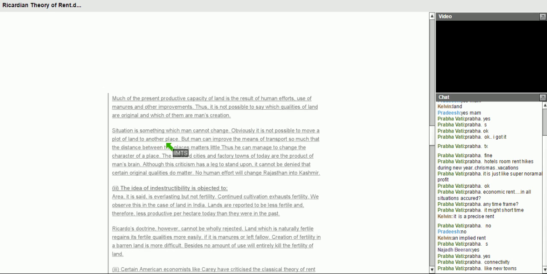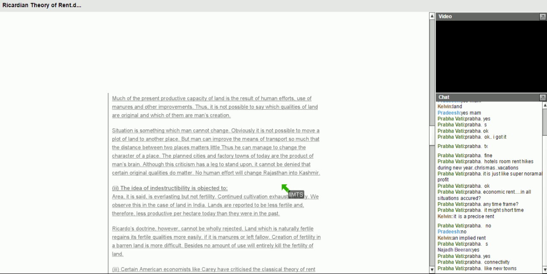Situation is something which man cannot change. Obviously it is not possible to move a plot of land to another place, but man can improve the means of transport so much that the distance between two places matters little. Thus he can manage to change the character of a place. The planned cities and factory towns of today are the product of man's brain. Although this criticism has a leg to stand upon, it cannot be denied that certain original qualities do matter. No human efforts will change Rajasthan into Kashmir.